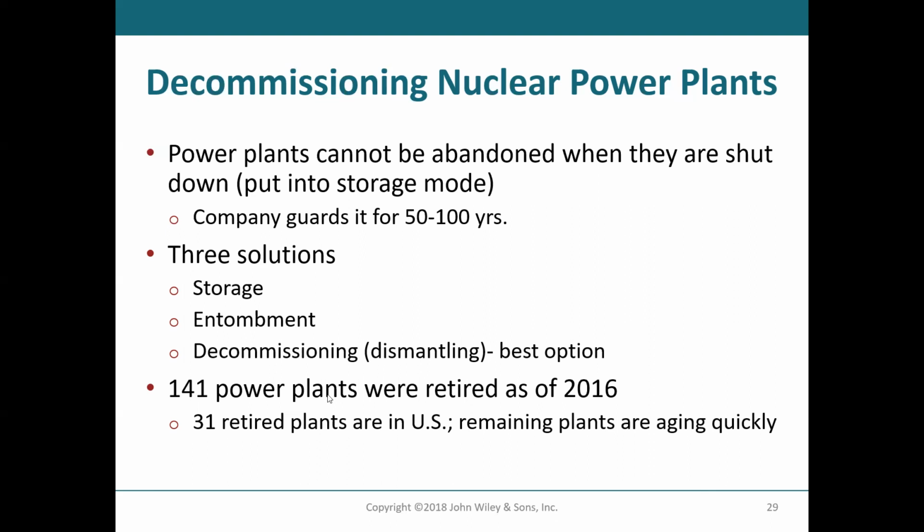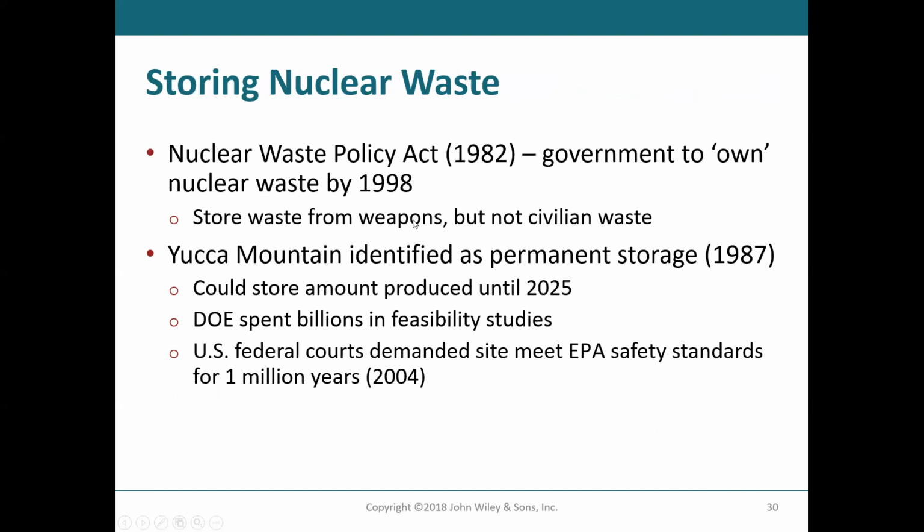As of 2016, there are 141 plants retiring. Currently, before 2016, there were 31 retired plants, and the rest of the plants are aging at an increasingly fast rate. So in the next 50 years, we're going to see a lot more nuclear power plants being decommissioned.